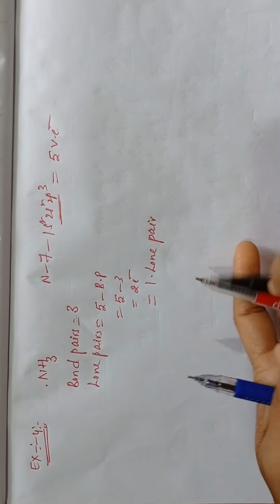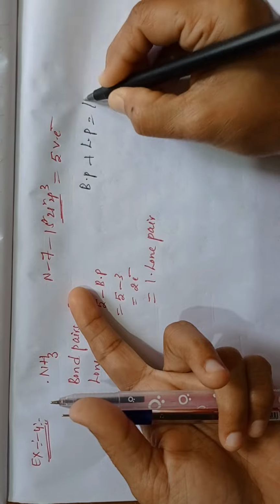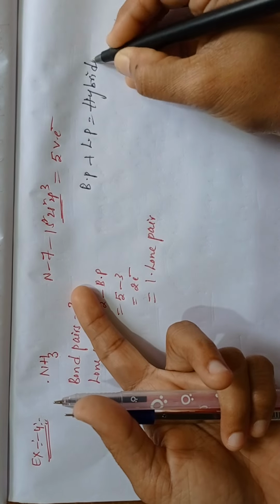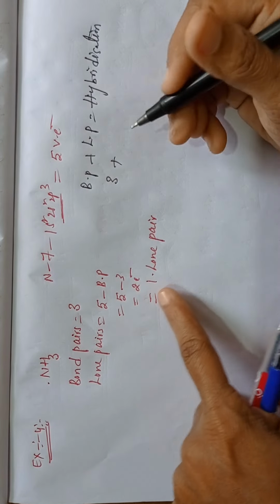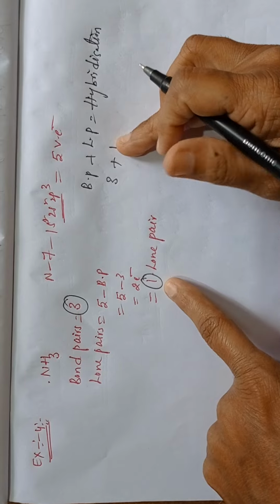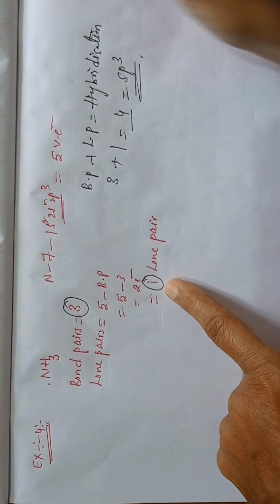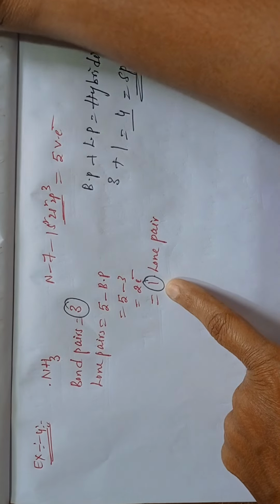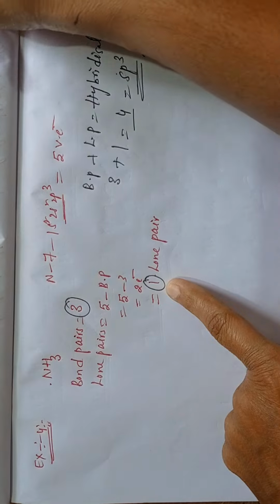So how to find the hybridization? Bond pair plus lone pair is equal to hybridization. Correct? So now calculate hybridization. Bond pairs 3 are there. Lone pair 1 is there. 3 plus 1, total 4. 4 means which hybridization? sp3 hybridization. Clear, students? 4 means 1 s and 3 p, 1 plus 3, 4. Are you clear?